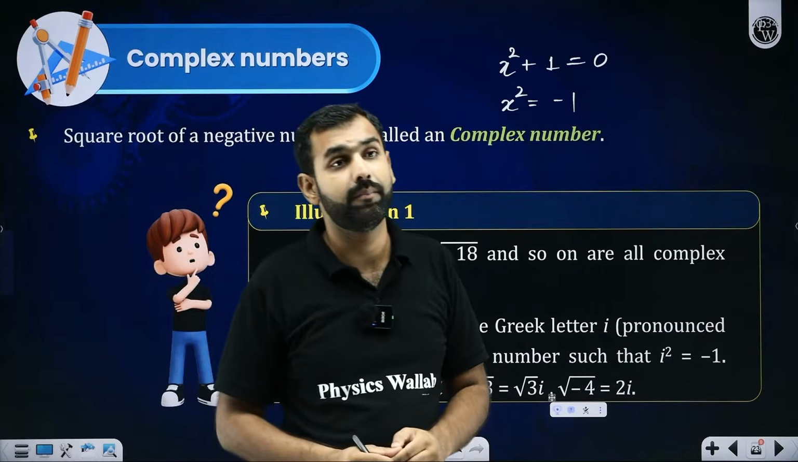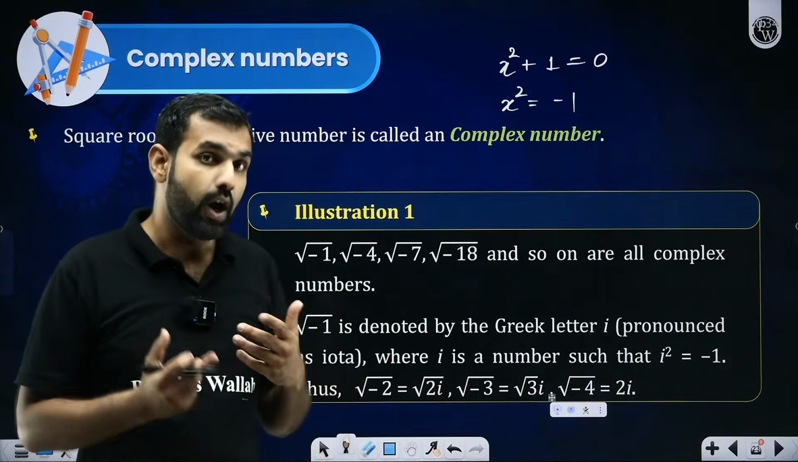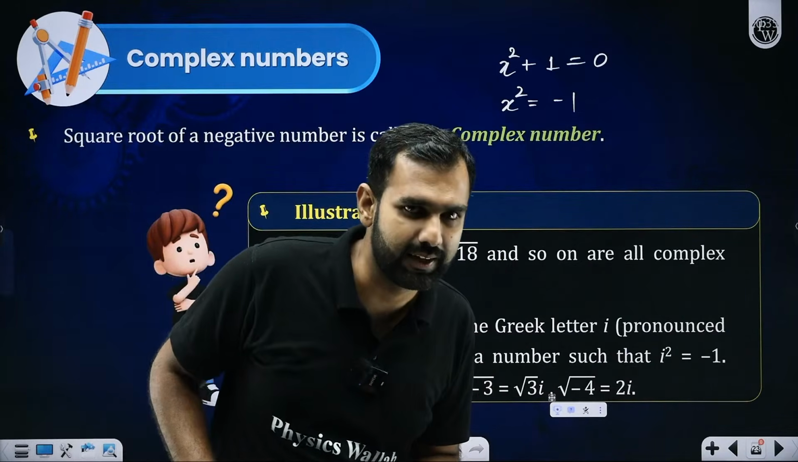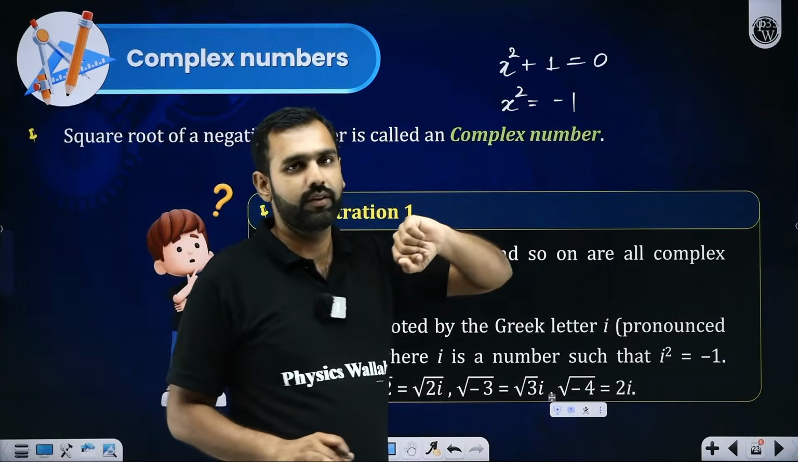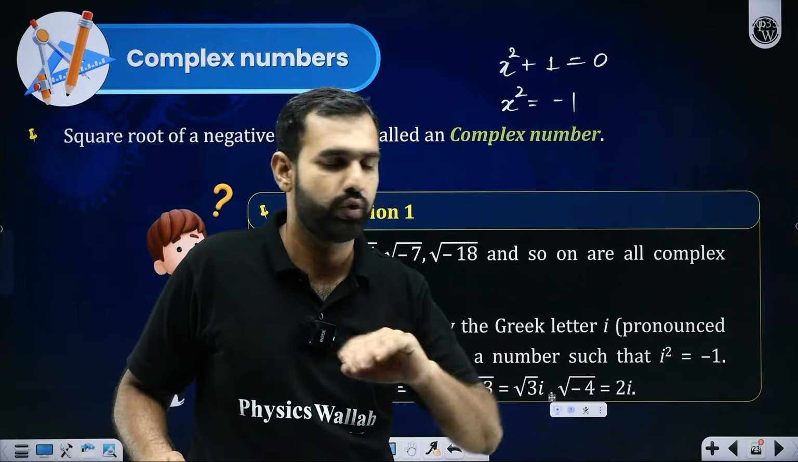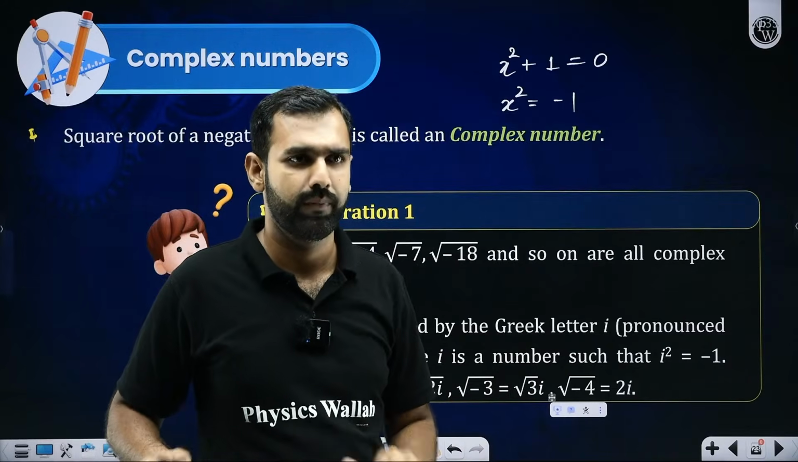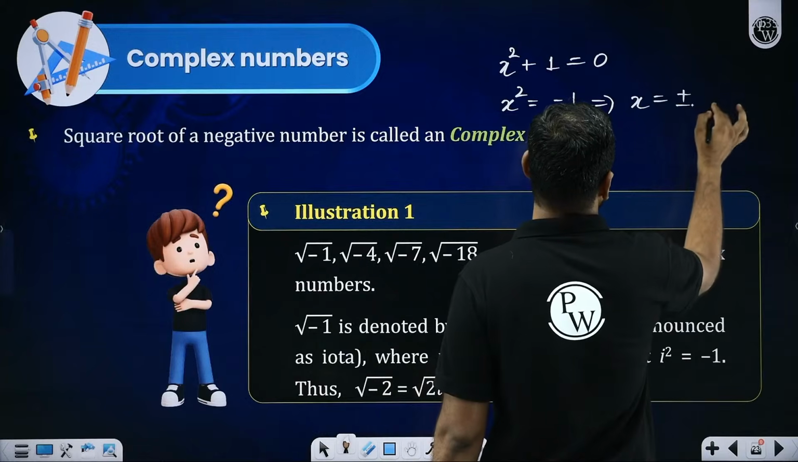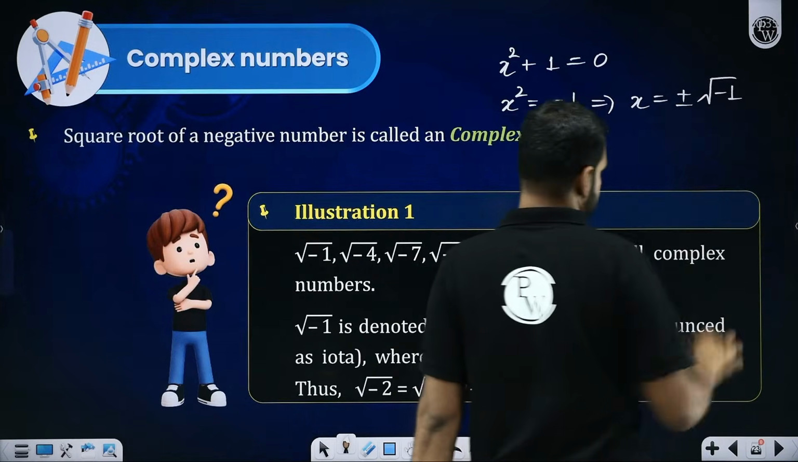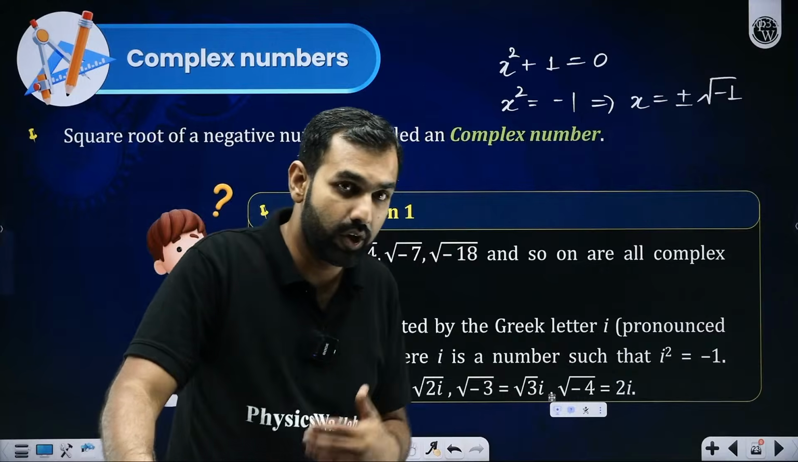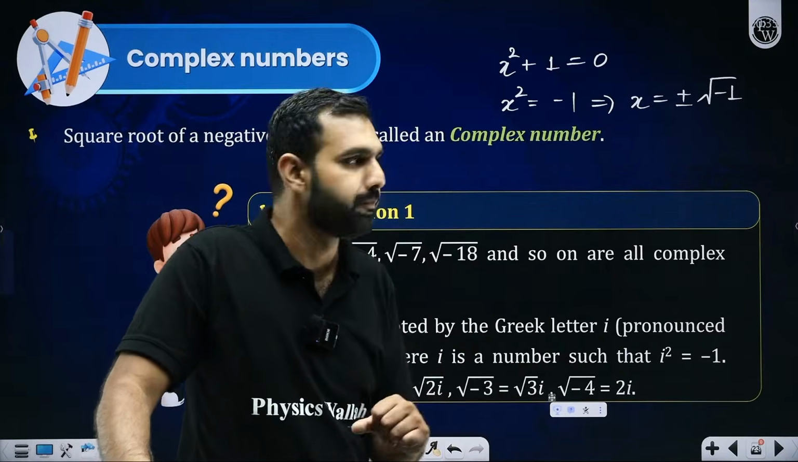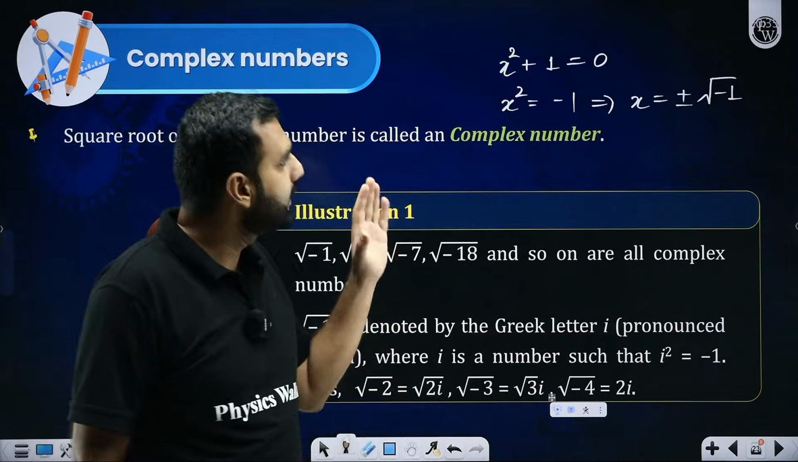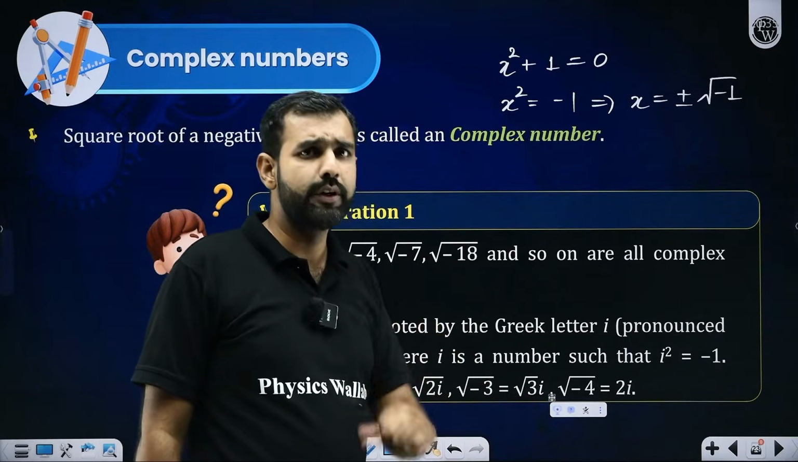Of course, with real numbers, it was never possible. But how do we solve this equation in that case? So Euler suggested, as a mathematician, that let's assume this square root of minus 1 as iota, a Greek symbol. So to solve it, x is plus minus square root of minus 1. But from the perspective of the real number world, I know that the square root of negative numbers is not defined. But he said, let us keep it defined. Let us assume it to be iota for a while.